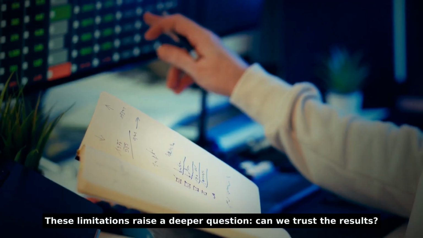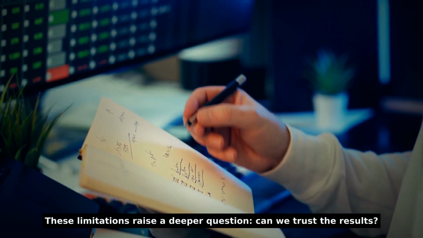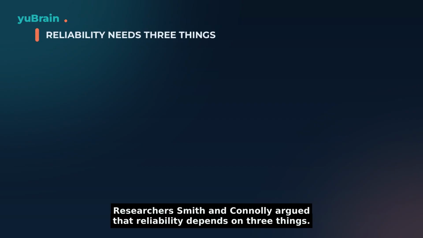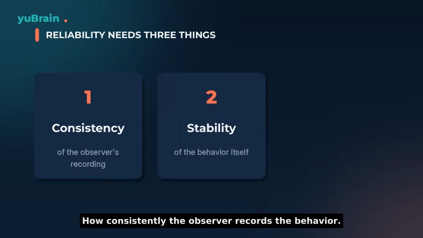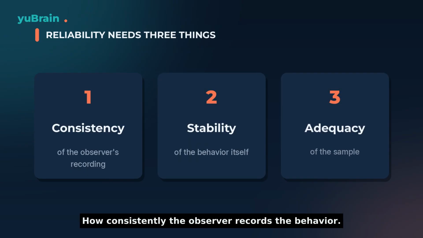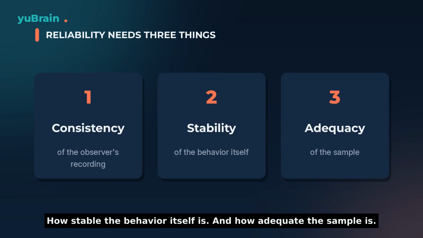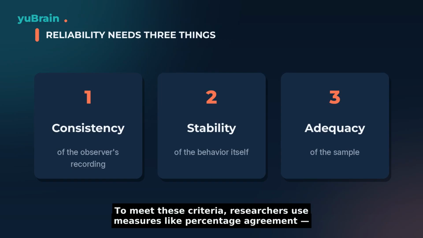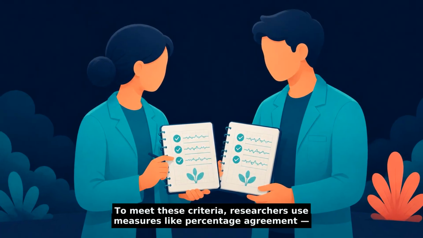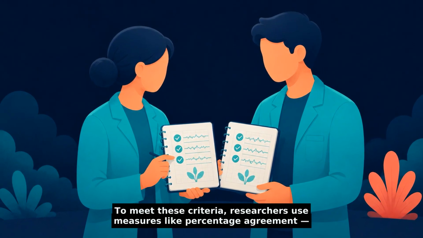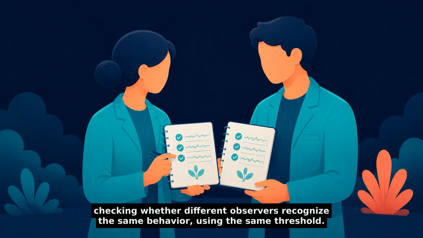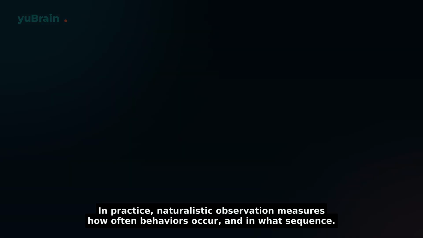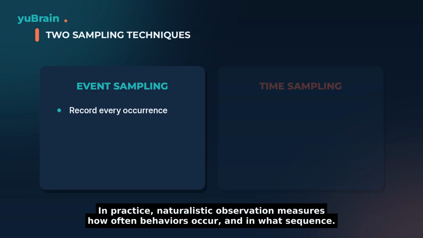These limitations raise a deeper question: can we trust the results? Researchers Smith and Connolly argued that reliability in naturalistic observation depends on three things: how consistently the observer records the behavior, how stable the behavior itself is, and how adequate the sample is. To meet these criteria, researchers use measures like percentage agreement, checking whether different observers recognize the same behavior using the same threshold. In practice, naturalistic observation measures how often behaviors occur and in what sequence.